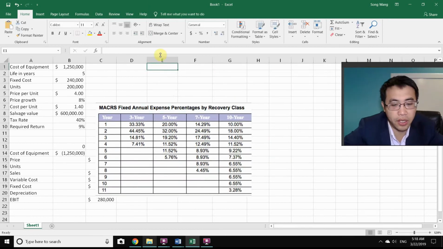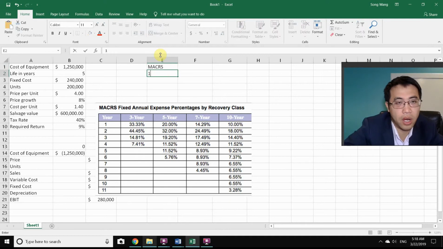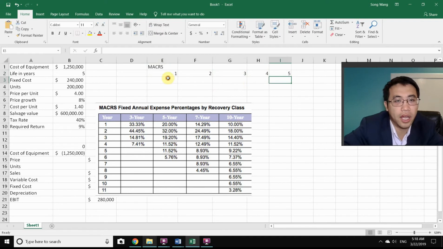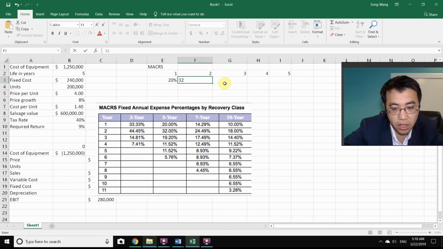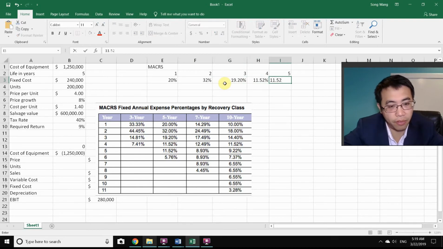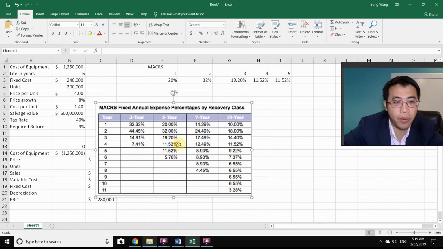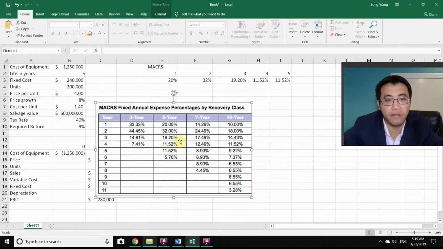So what I would like to do is put MACRS right here, and I put year 1, 2, 3, 4, 5. The first year is 20%. The second year is 32%. The third year is 19.2%. The next year is 11.52%. The fifth year is the same, 11.52%. You see I did not put the 5.76% because it is the remaining value of the machine on the book after 5 years of depreciation.